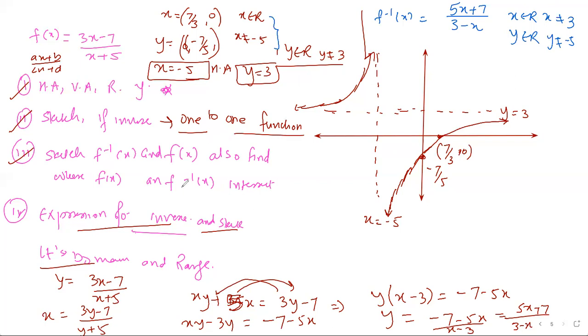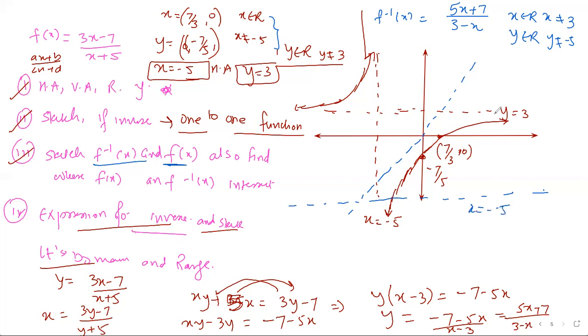The question here is to sketch f inverse and f x on the same graph. When you sketch, you basically reflect in the line y equals x. So now your vertical asymptote that was x equals -5 is going to become the horizontal asymptote, y equals -5.